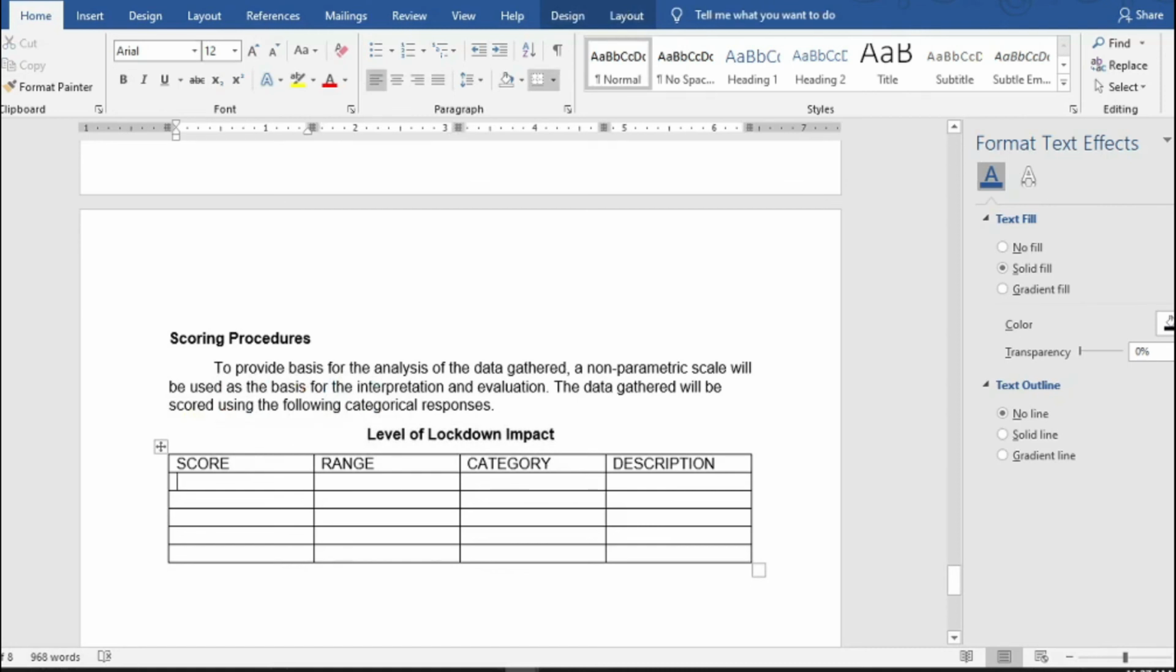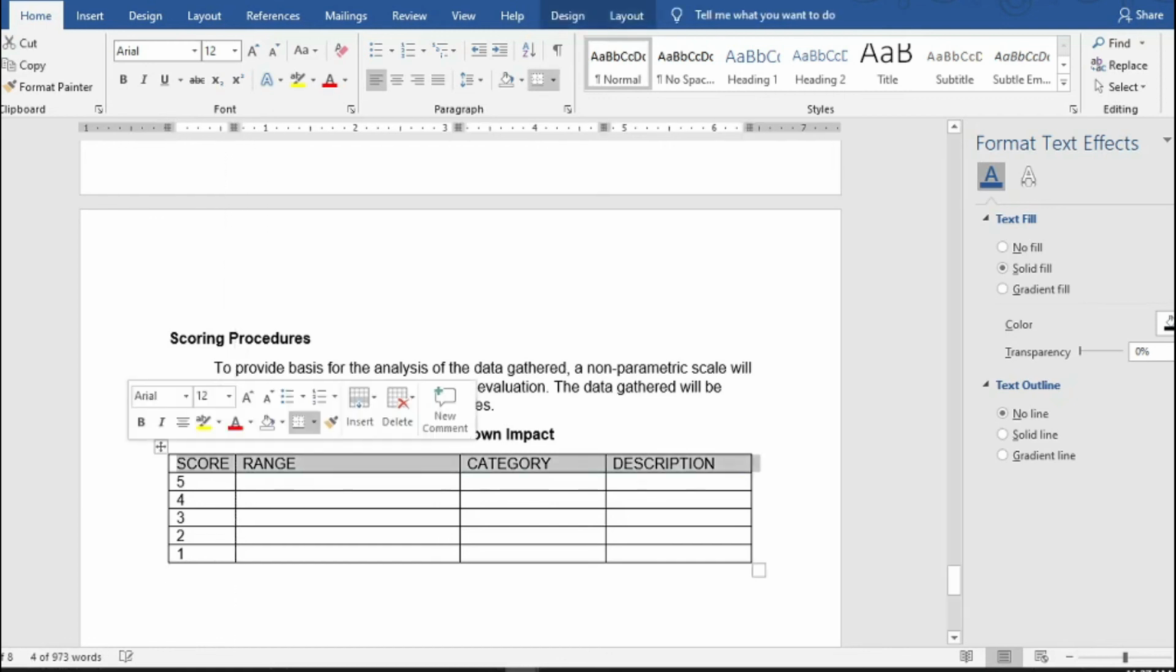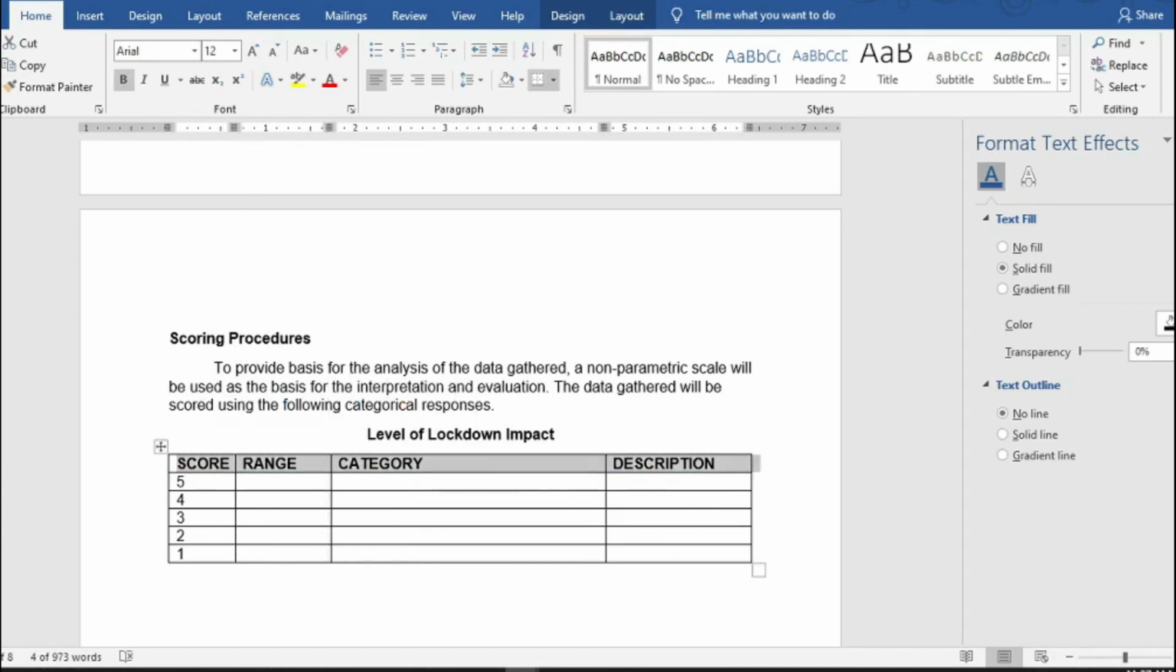The score here is 5. This is placed in the Likert scale: 5, 4, 3, 2, 1. The Likert scale is used for gathering the data. The ranges are 4.21 to 5, 3.41 to 4.20, 2.61 to 3.40.